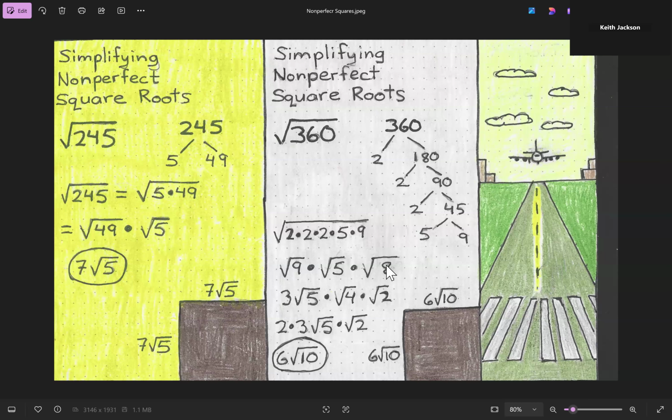Now we know that the square root of 8 is the same as saying the square root of 4 times the square root of 2. Guess what? The square root of 4 is 2. So we're going to put that 2 right next to this 3 right here. So we got 2 times 3 times the square root of 5 times the square root of 2. And we know that the square root of 5 times the square root of 2 will just give us the square root of 10. And we know that 2 times 3 will give us 6. And so our answer is 6 square root 10, which is the number on the side of a square. And so that's our answer.